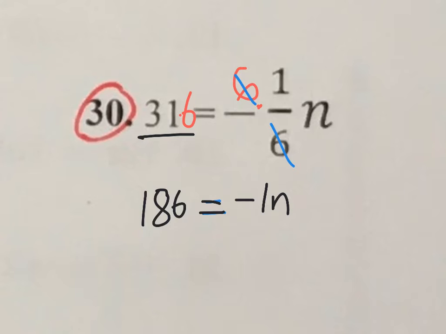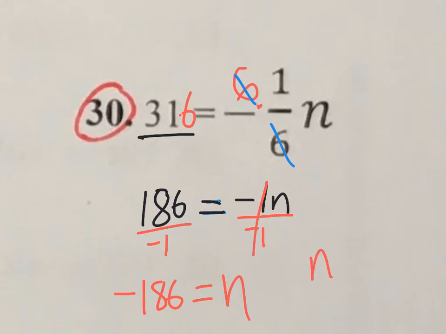So how do I get rid of that -1? Divide by -1. That'll cancel it out. Divide by -1. All it does is change the sign. So my final answer is n equals -186. Or of course you could write it with the n on the left side. That's even better.